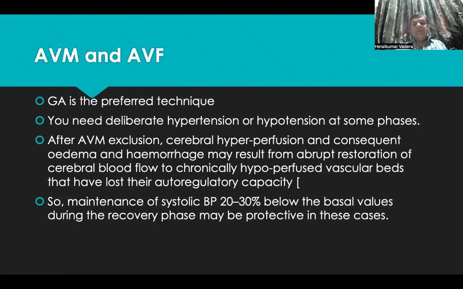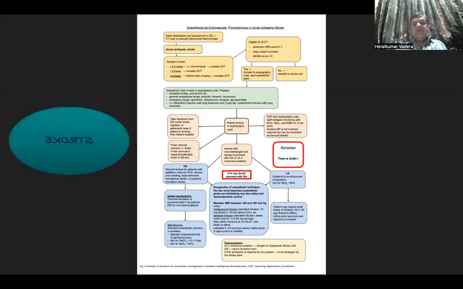So we should maintain blood pressure 20 to 30% below the basal value during the recovery phase. That may protect against this complication. So we should be careful during procedure. As I said, initially hypertension is advisable. Then once we do the embolization, we should go for a little bit of hypotension to avoid this complication.